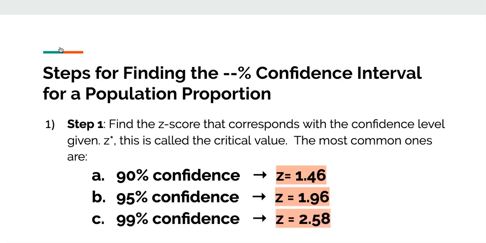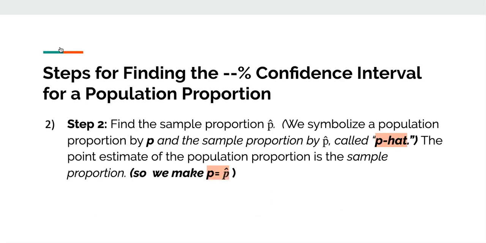Maybe sometimes you also find 99% confidence interval, and for that z-score, we have to just make it a little bit wider. The z-score is 2.58. 2.58 to the right side, negative 2.58 to the left side. So these are the 3 big critical values that you will use for the confidence interval for population proportions. So I want you to have them in your notes. Now step number 2.